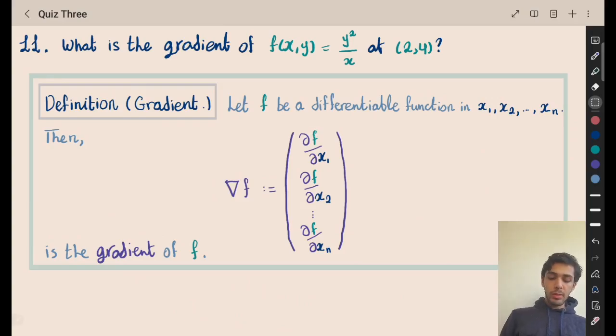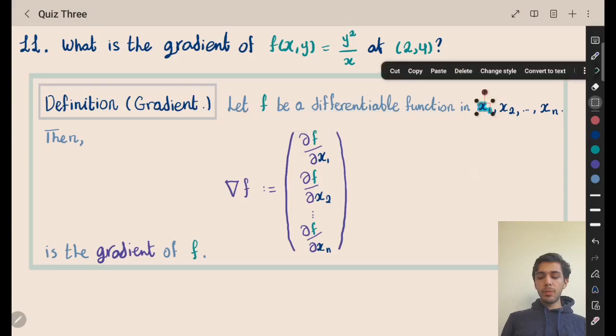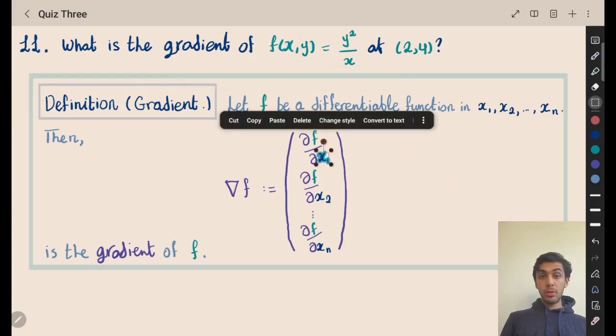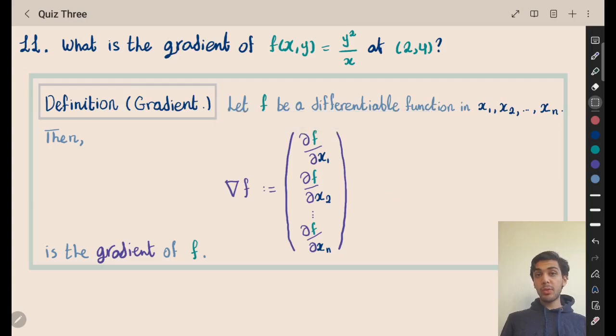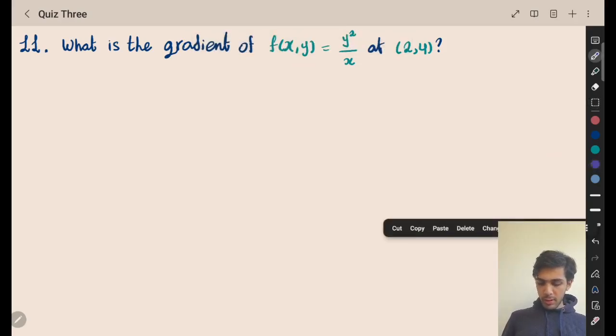The gradient is the vector which holds all the partial derivatives of f. By all partial derivatives, I mean all partial derivatives with respect to each variable. Here we have two variables, so we would have two partials, one with respect to x and one with respect to y. And then we would evaluate it at 2 and 4. Let's take a look.